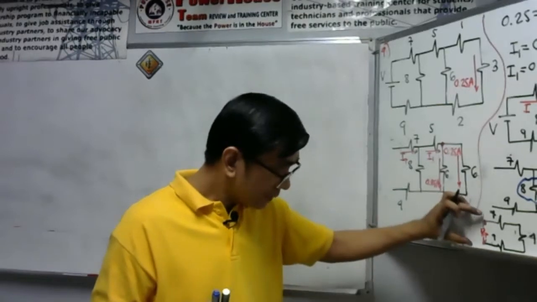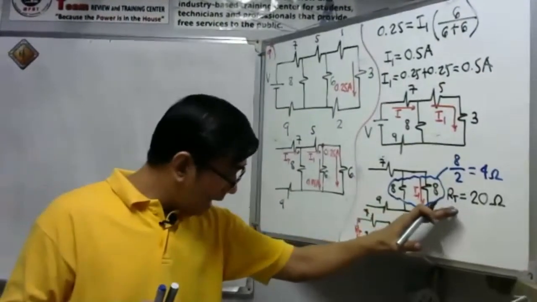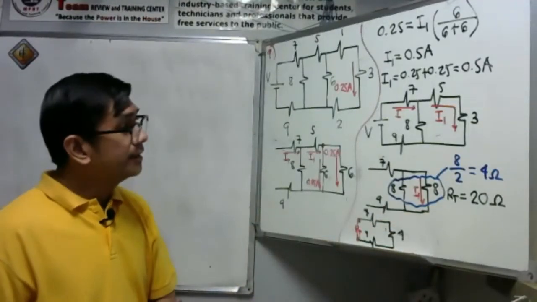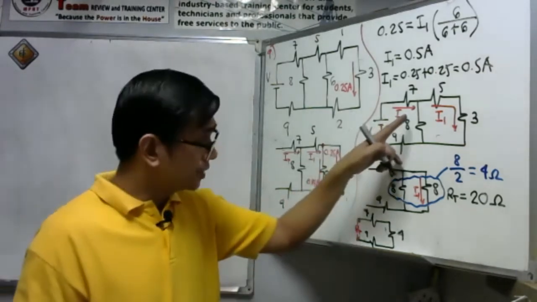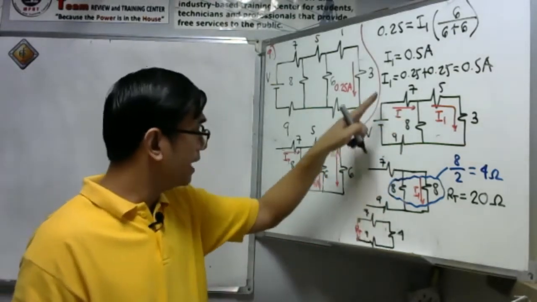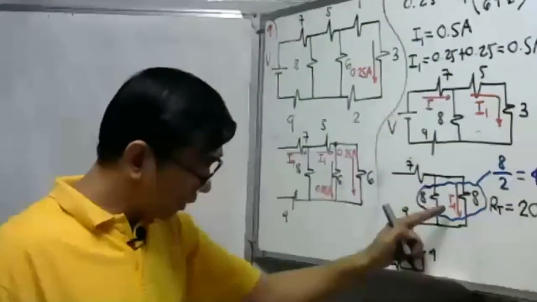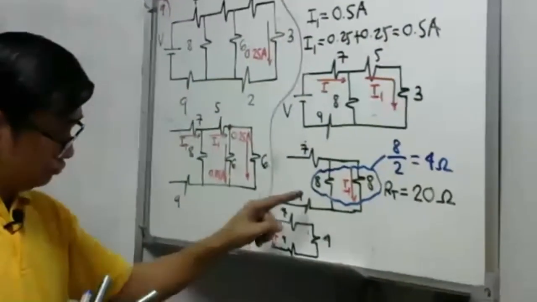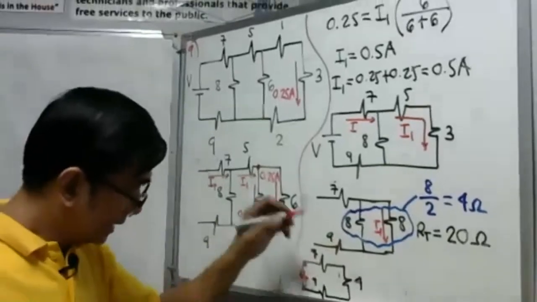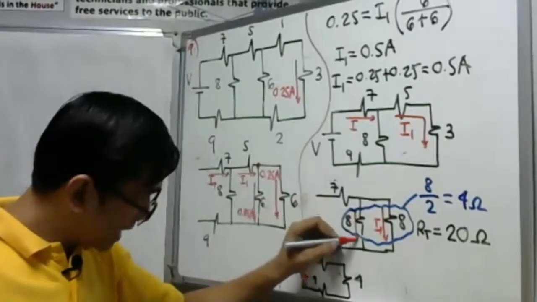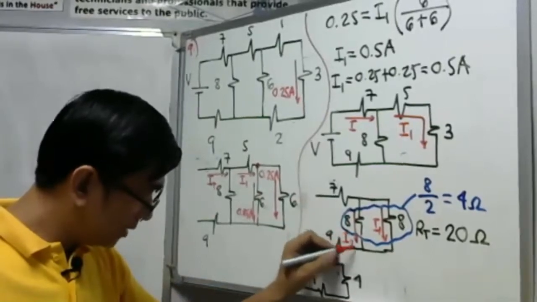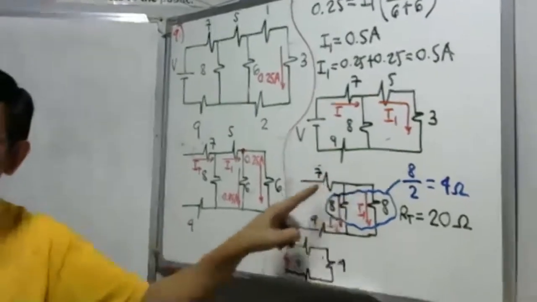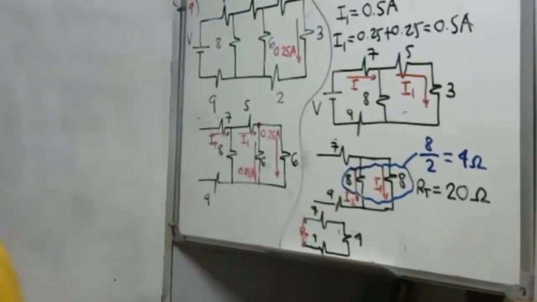Okay. So, we have the R total, 20. Take a look here. We have I1. What is the value of I1? 0.5. By the principle I told to you, we have 0.5 here. So, I will make this as I2. What is the value of I2? Of course, they are just the same.